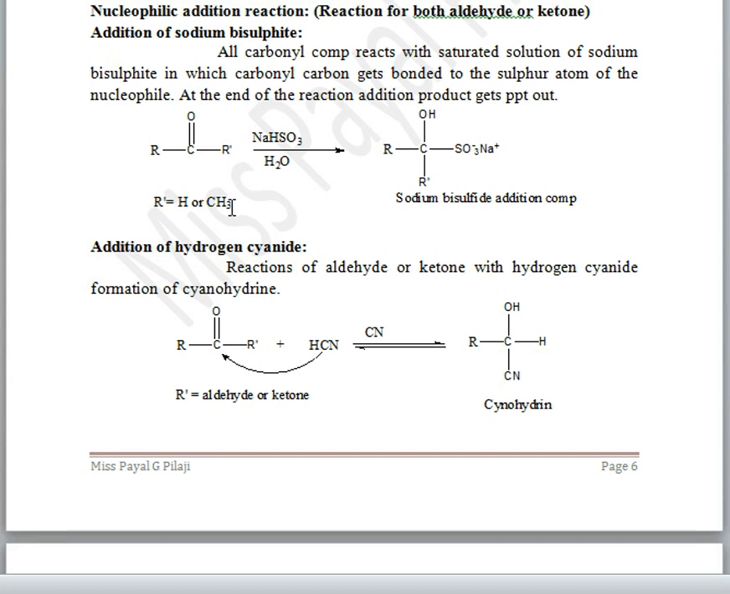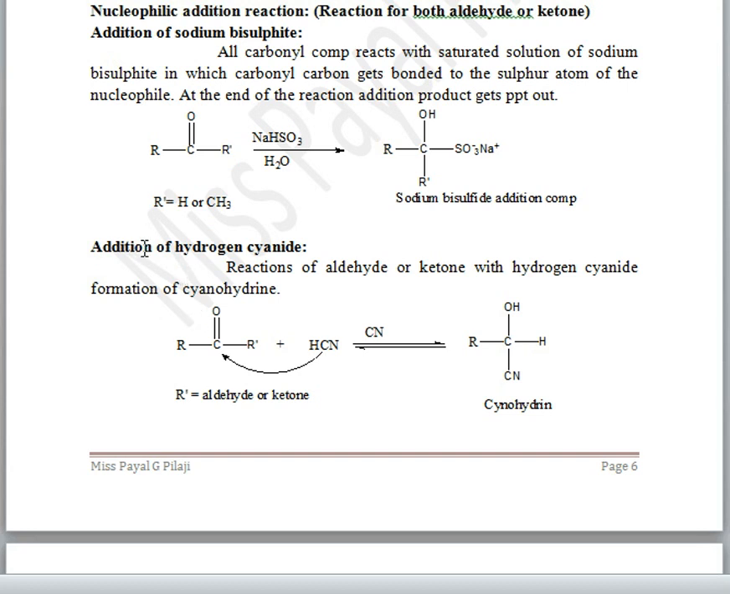So if an aldehyde or ketone reacts with sodium bisulfite in the presence of water, a sodium bisulfite addition compound is formed. Here R' is H or CH3. If H, it acts as an aldehyde; if CH3, it acts as a ketone.